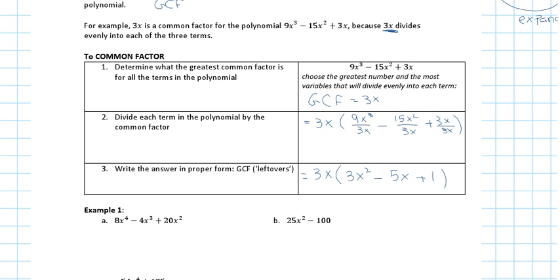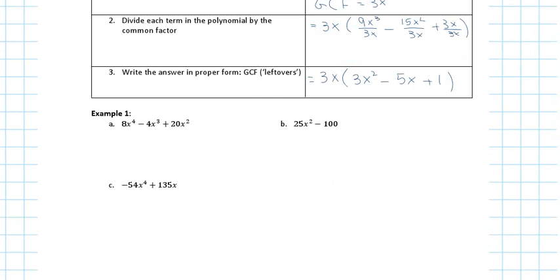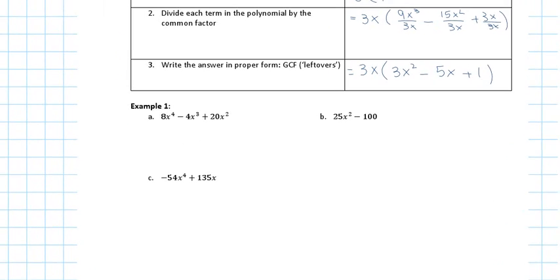Now, something that you need to note is if your first term, or the highest degree, has a negative in front of it, you must factor a negative out. Okay? So if I have, for example, C, it's negative 54x^4 plus 135x. This term we call the leading coefficient. Let me just write that down.